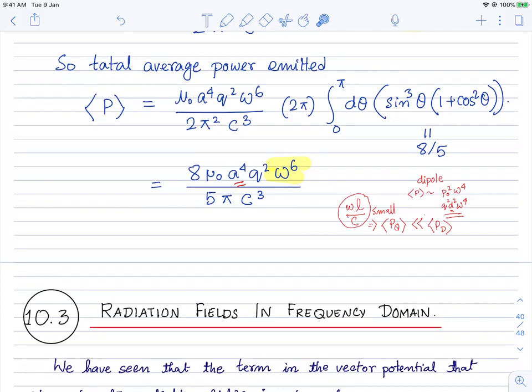Because of the different angular dependencies, these cross terms typically vanish for a given configuration, in the full total integrated average power. So you don't really have to worry about the cross terms.